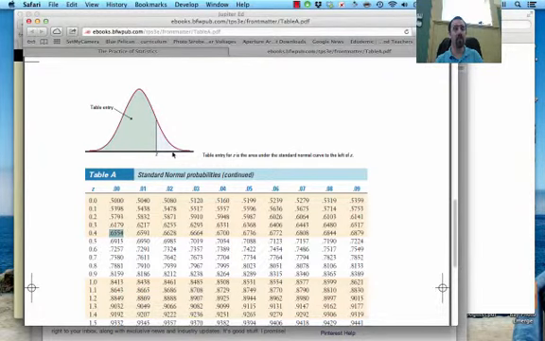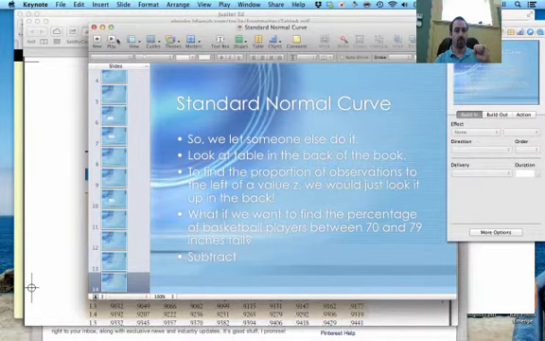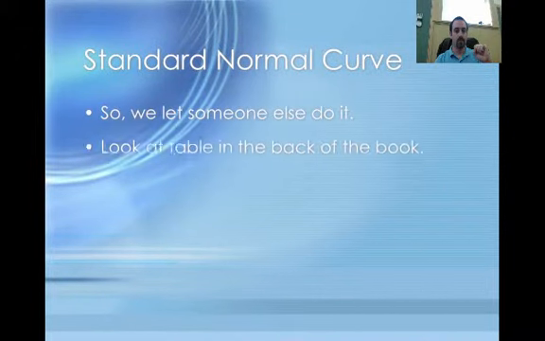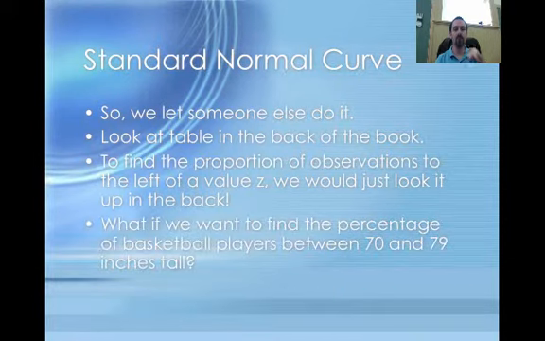That's the area. Remember, the area underneath the normal curve is 1. So this is 65.54%, the area to the left of 0.4. All right, let's go back. So we just look it up in the back of the book, or the front of the book actually. They've changed the table. So the area is 65.54%.